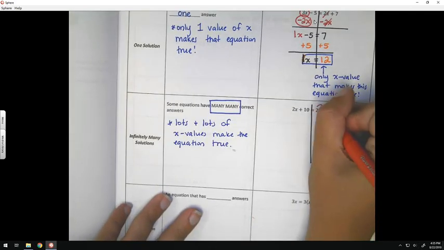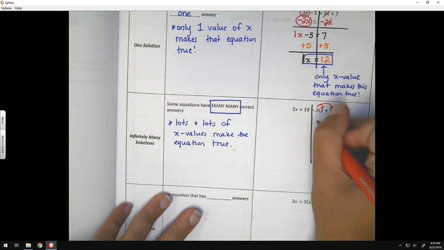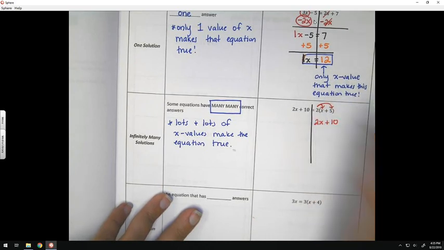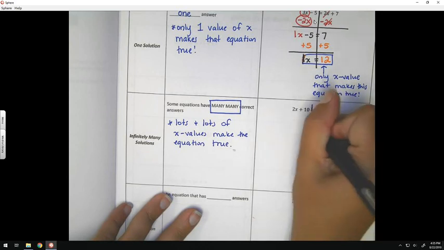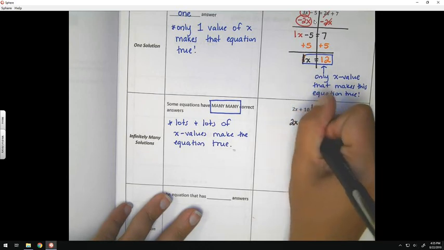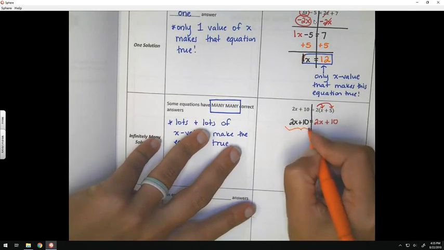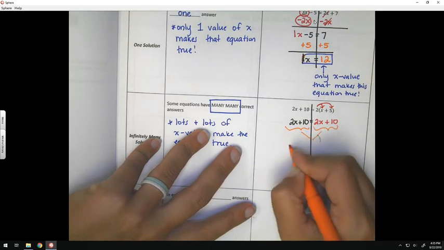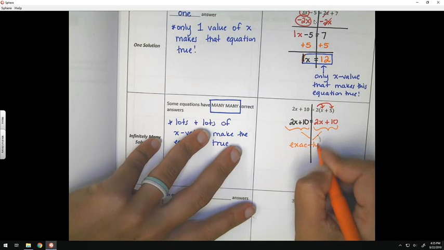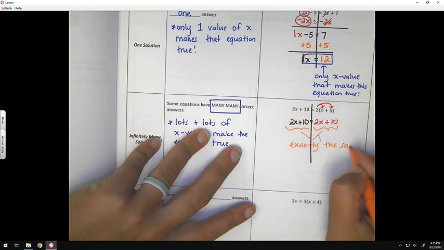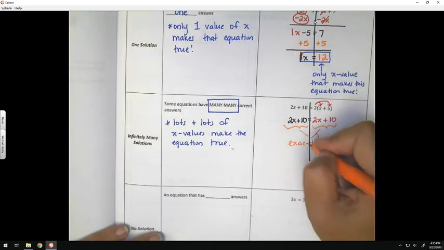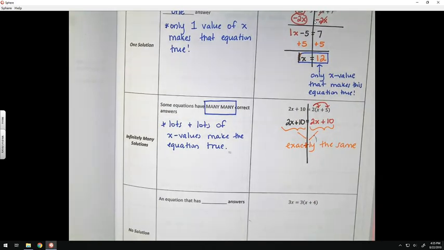in this problem, my first step would be to distribute because I've got a parentheses and I need to get rid of it. So I would get 2x plus 10, and then I would have the other side, I'm just going to copy it down. Now, if I stop and look at that, what I noticed is that these two sides are exactly the same. Since these two sides are exactly the same, no matter what value of x we use, we're going to get the exact same answer on the left and the right.